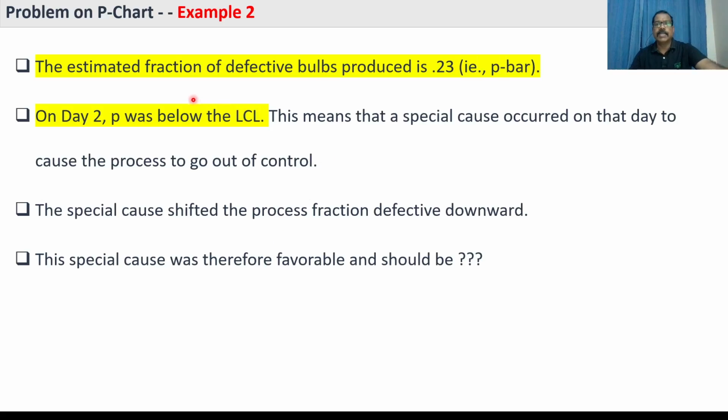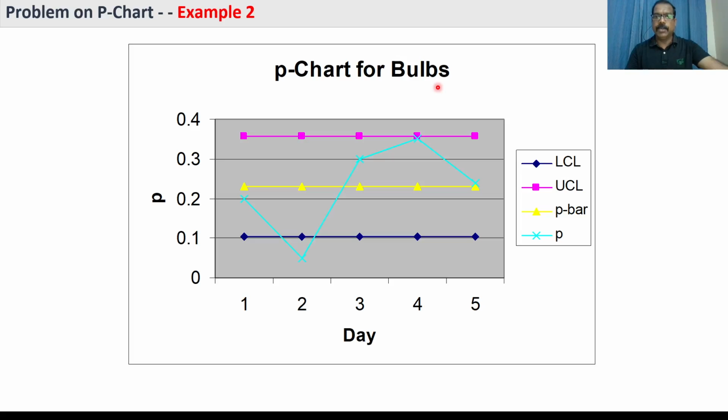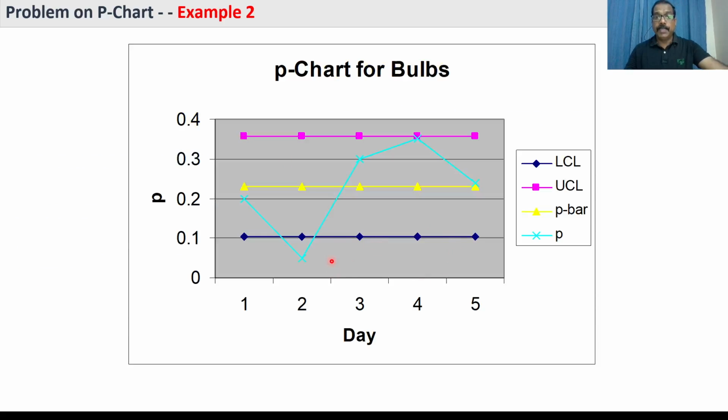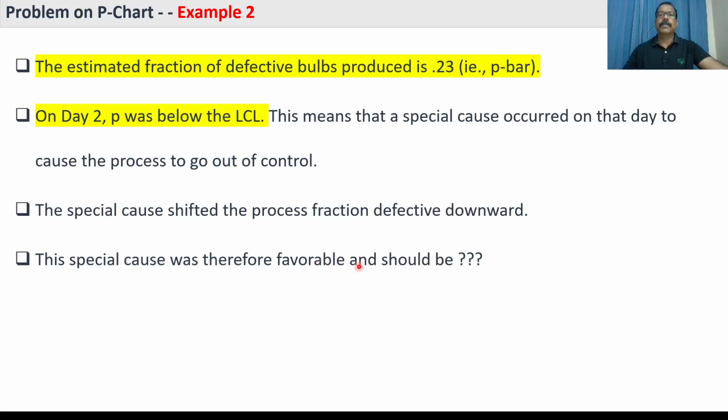The estimated fraction of defective bulbs produced is 0.23. That is P bar, the fraction defective, 0.23. On day 2, P was below the lower control limit. Yes, P is not P bar. P is below the lower control limit. This means that a special cause occurred on that day.